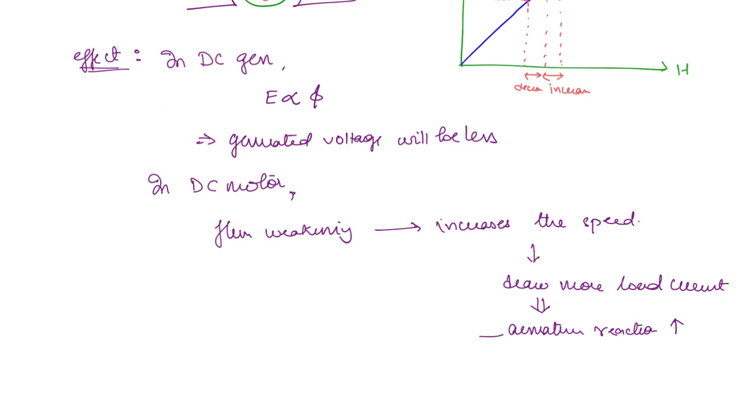So an increased armature reaction will in turn result in a further decrease in flux, and the cycle will continue like that, and there is going to be a runaway condition where the speed just keeps on increasing until the motor breaks down. These are the negative effects of armature reaction. So till now we have been seeing the armature reaction in a DC generator, right?